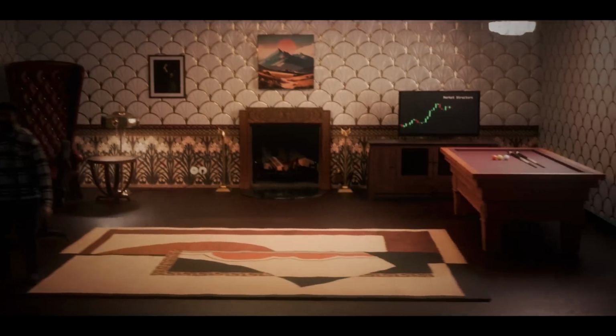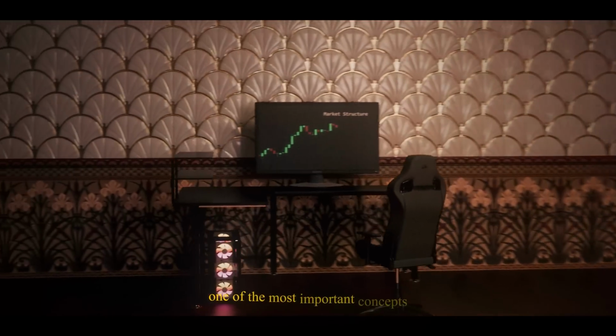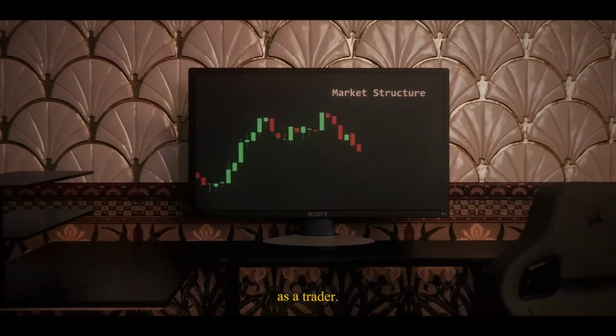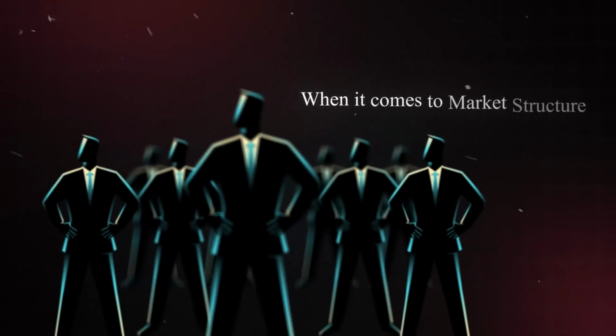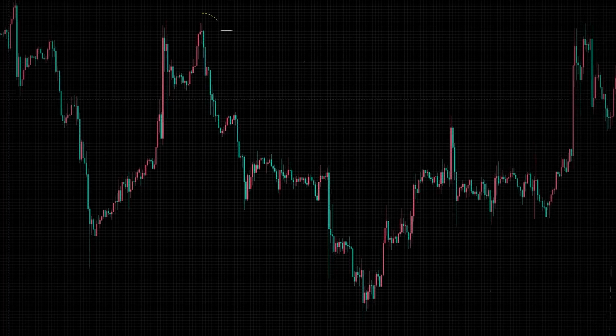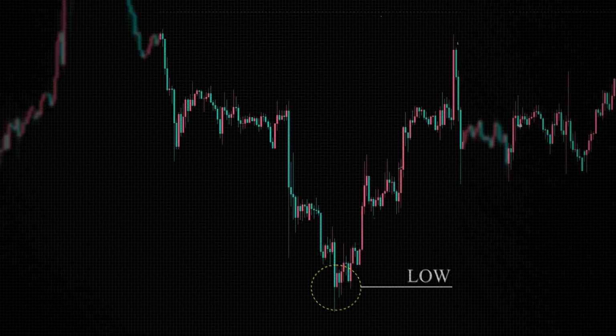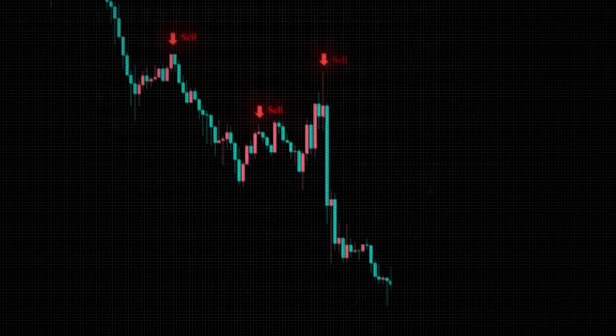Market structure is likely one of the most important concepts for you to know as a trader. If you are not able to identify market structure, you are not able to identify where the market is going. A lot of people make big mistakes when it comes to market structure because they are constantly trying to catch the high or the low of the market, not understanding that following the trend, following market structure, is the best way to become profitable.